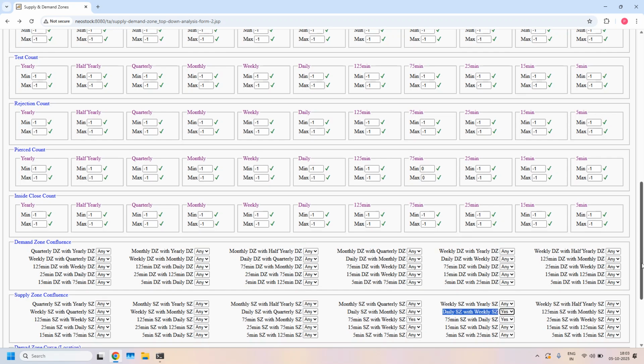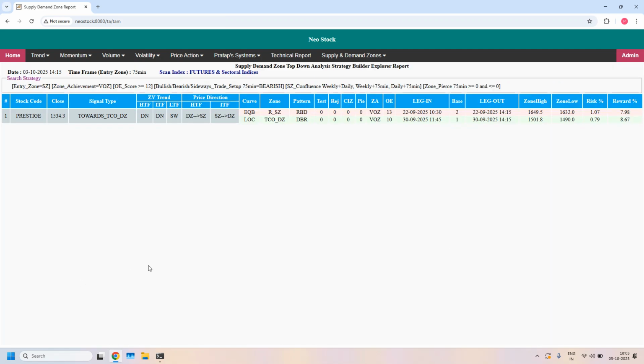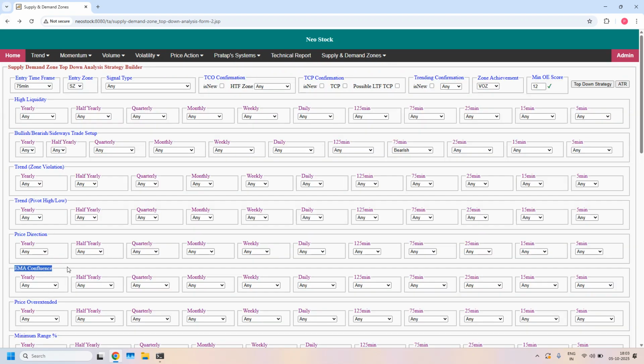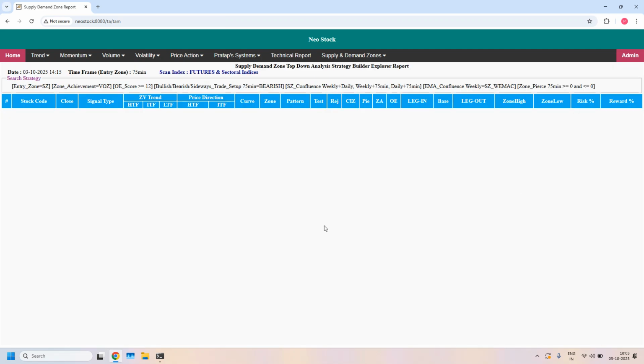With all the 3 filters, we got only 1 stock. In this stock, this 75-minute supply zone overlapped with the daily supply zone. Both together again overlapped with the weekly supply zone, and also the weekly trend, the HTF trend, is a downtrend. So we can further filter and check whether this stock's weekly supply zone has weekly EMA confluence or not. Because the weekly trend is a downtrend, let's filter. No stocks are available. So in this strategy, we don't have any high probability trade setup zones.